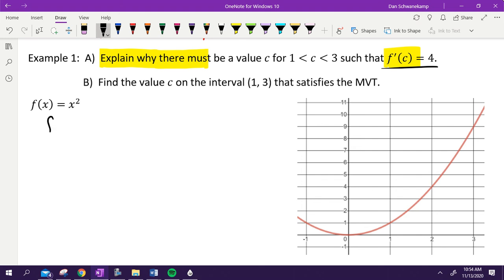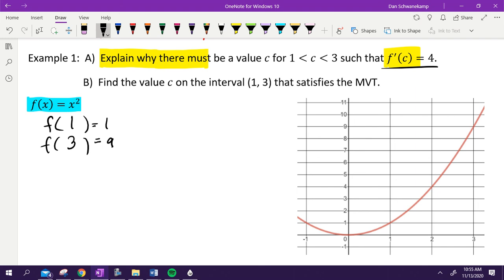So the first thing I got to do is find some endpoints, just like we did with IVT. We got to find some endpoints. So we're going to find f of 1 and f of 3. I'm doing it for this equation right here, which is just x squared. What is f of 1 going to get me? 1. What is f of 3 going to get me? 9. I just plugged in.